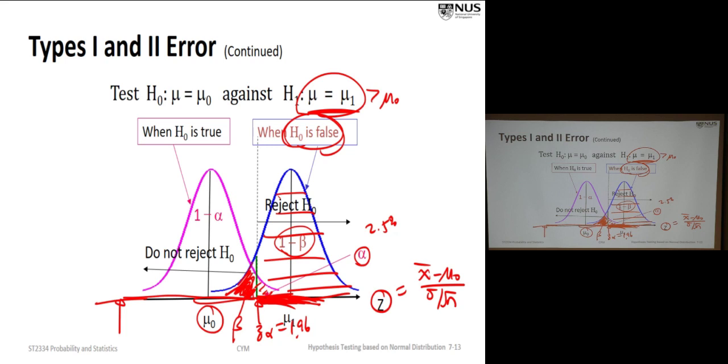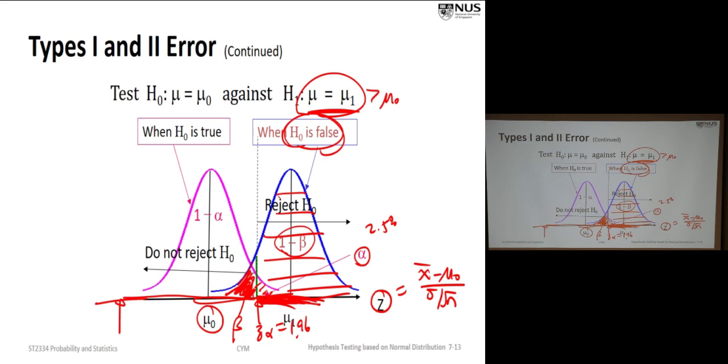So this is a very simple graph to illustrate type 1 and type 2 error. First of all, you have this distribution under the null hypothesis, which is mu equal mu naught. The first thing is to decide a rule such that one part is where you reject the null hypothesis and another part is where you do not reject the null hypothesis. Then you have alpha, and you have 1 minus alpha.